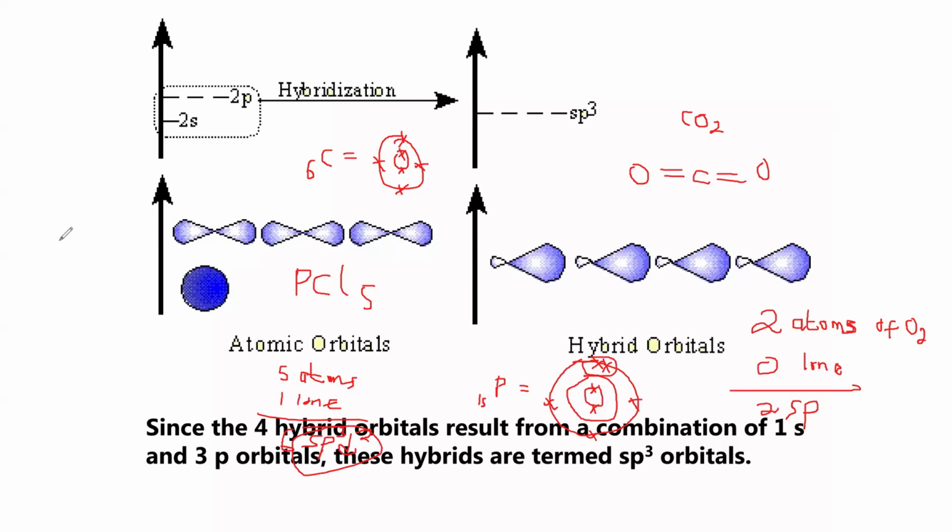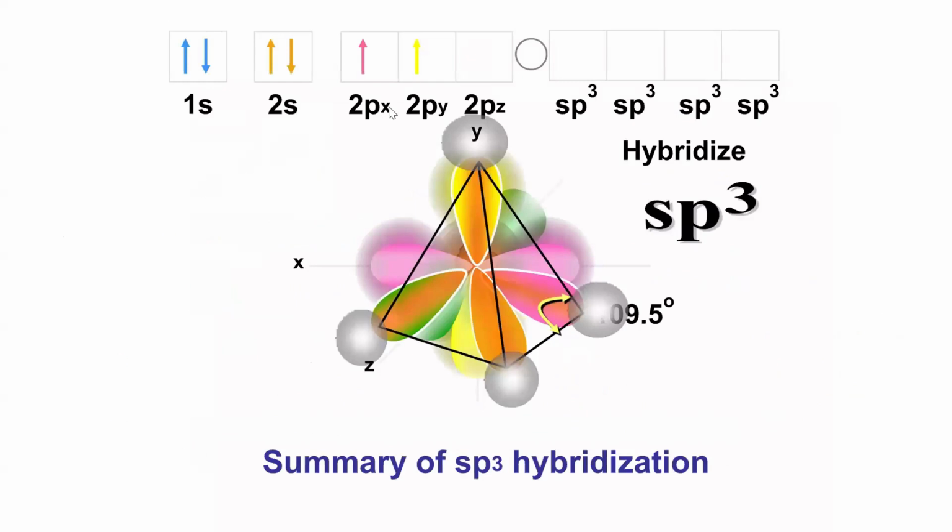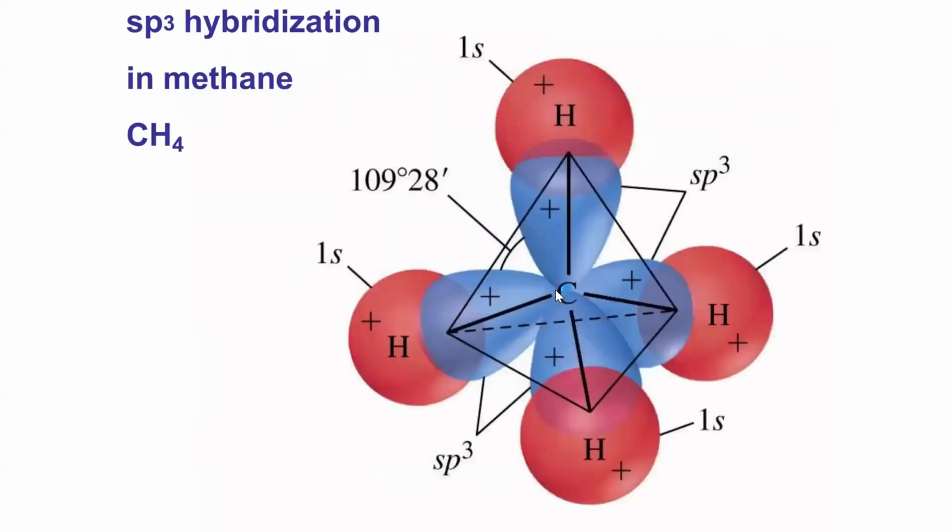So this is how you get the hybridization of each and every atom, by counting the number of atoms as well as the lone pairs of electrons. This is a typical example of how we get hybridization. So we have 2s, and this 2s combines with 2px, 2py, and 2pz, and at the end you have a hybrid orbital, which is sp3 with a bond angle of 109.5 degrees.